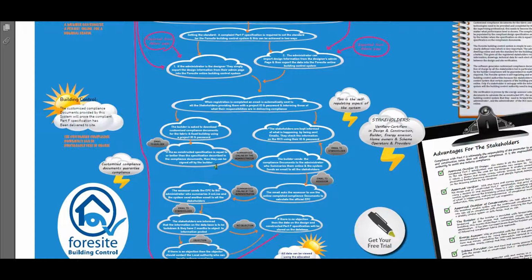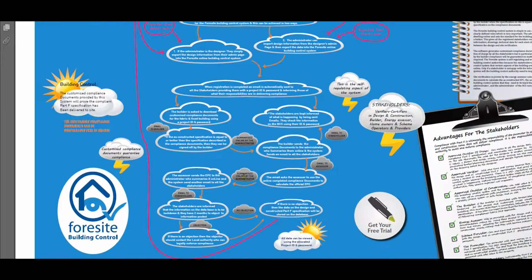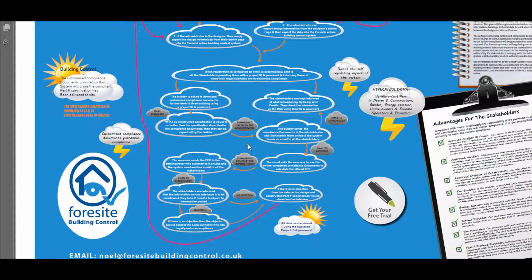These documents are returned to the administrator who summarizes them online. The system automatically informs all the stakeholders that they can view the summary online using their project ID and password. This is the self-regulating aspect of the website.